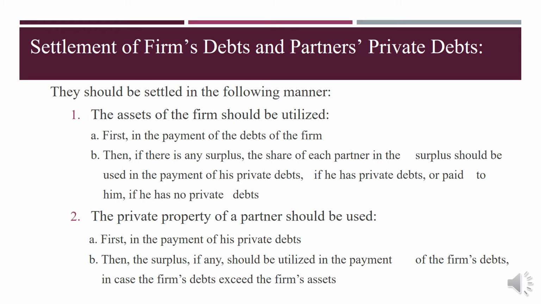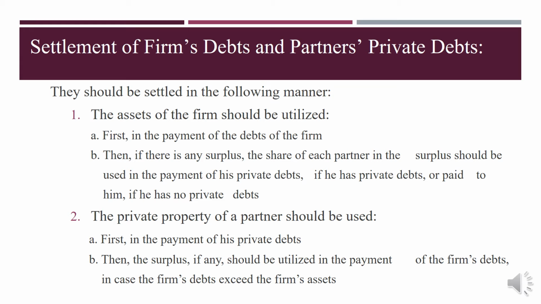Second one, if there is any surplus, the share of each partner in the surplus should be used in payment of his private debts. If he has private debts, it is paid to them, or if he has no private debt, then his capital has to be paid. Then private property of a partner should be used. Suppose the amount is not sufficient to pay the debts of outsiders. In such cases, the partners are supposed to bring it from private property.